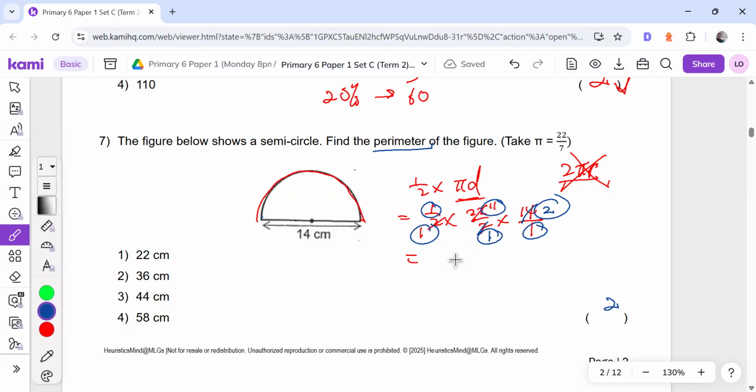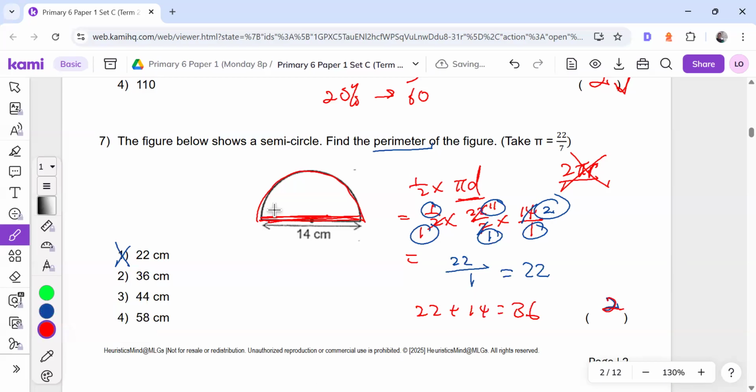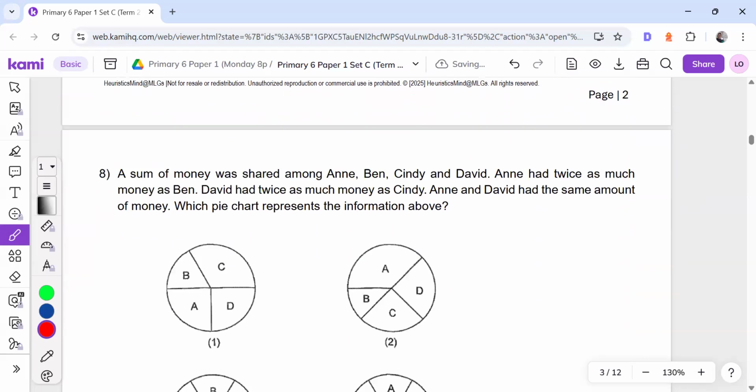So 1 times 11 times 2, 22, over 1 times 1 times 1. So the circumference is 22 cm, but not the answer yet because you need to add the straight line. So 22 plus 14, you will get 36. That's how you get your answer number 2. So perimeter means you will have to remember to add all the lines, including the straight lines. All right, let's go to question number 8.